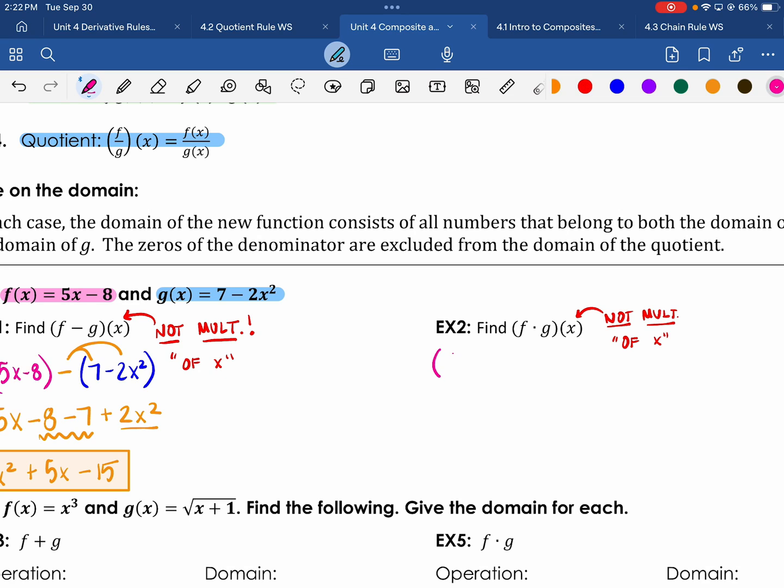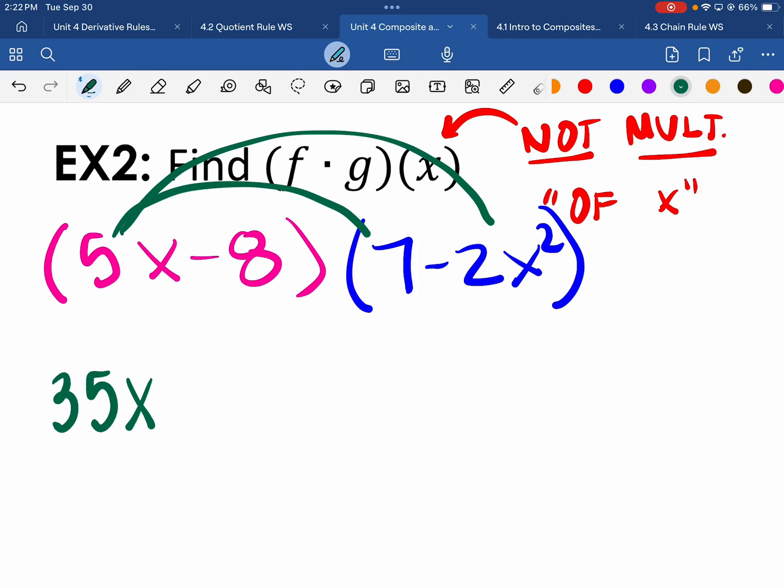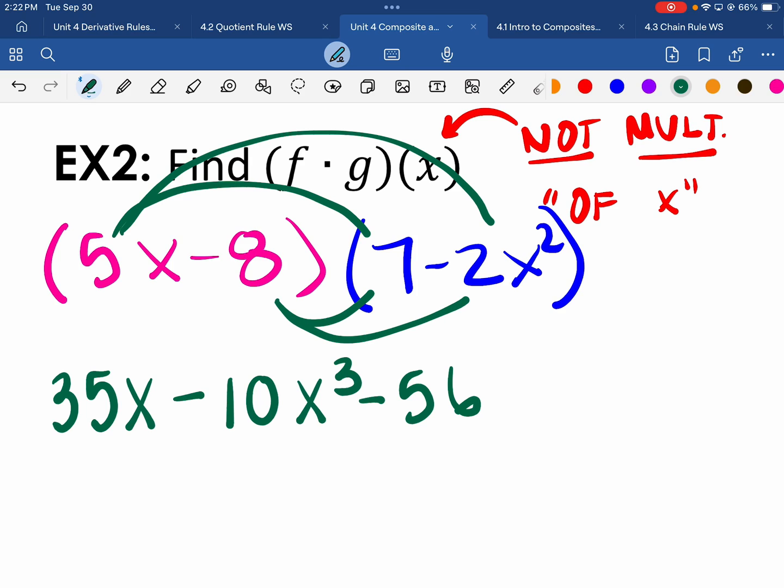All right, so f is going to be 5x minus 8. G is going to be 7 minus 2x squared. And then we're going to multiply that, so we have to FOIL everything. So 5x times 7 is going to be 35x. 5x times negative 2x squared, negative 10x cubed, good. And then we got to distribute the negative 8. So negative 8 times 7, negative 56. And negative 8 times negative 2x squared, positive 16x squared.